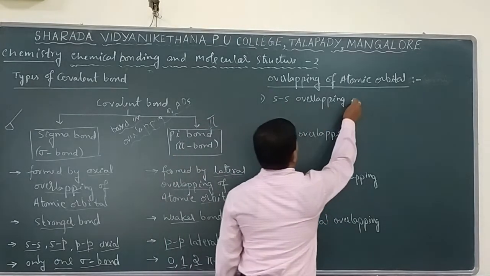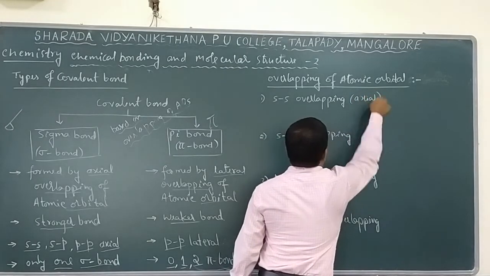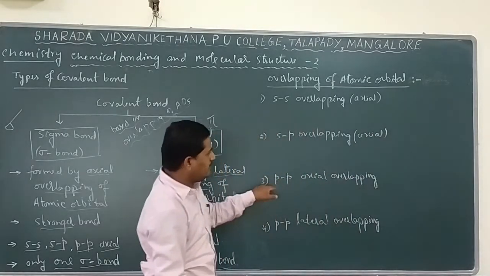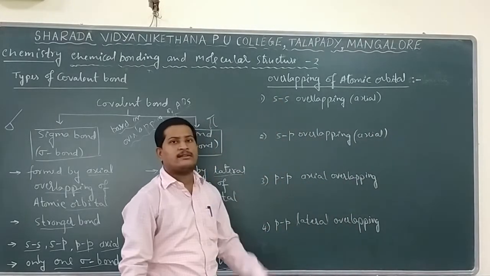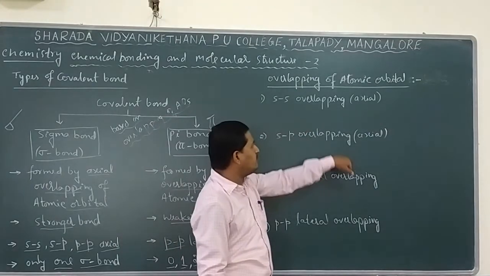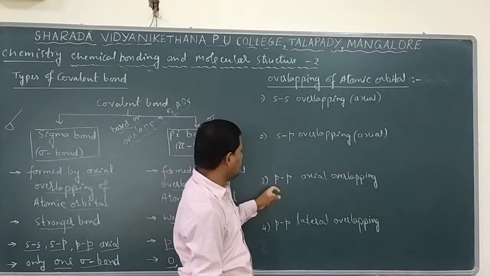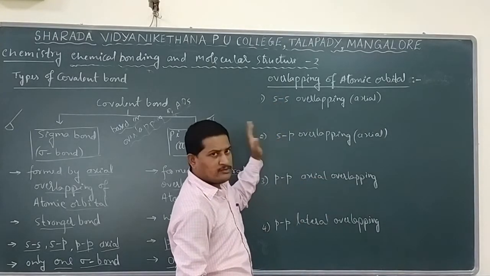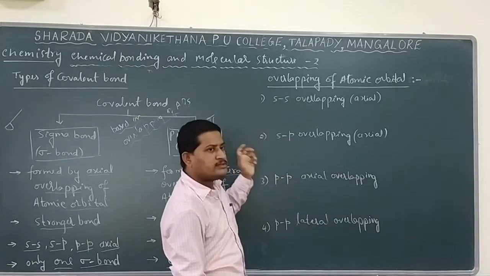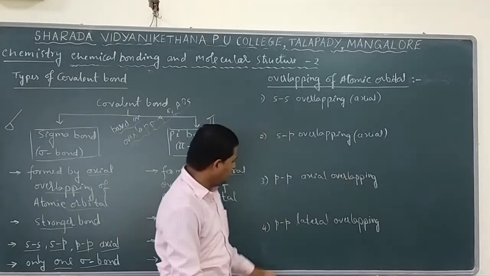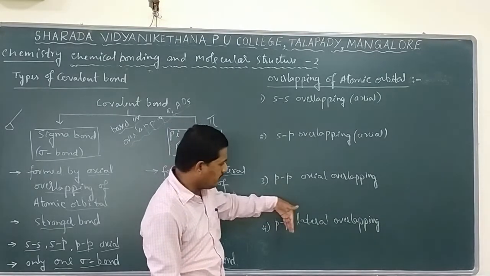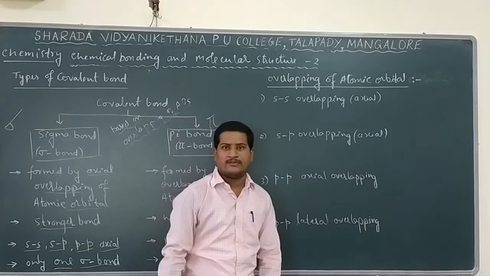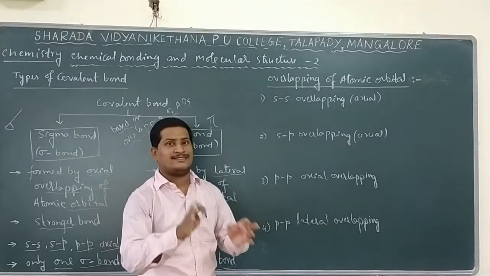Here SS overlapping is normally axial, and SP overlapping is also axial. So totally 3 axial overlaps and 1 lateral overlap are observed. The 3 axial overlaps are SS, SP, and PP. S orbital of one atom with S orbital of another atom; S orbital of one atom with P orbital of another atom; P orbital of one atom with P orbital of another atom. Similarly, P orbitals with P orbitals can have a lateral overlap and also an axial overlap. Now let us see how they are observed and what the schematic representation is.